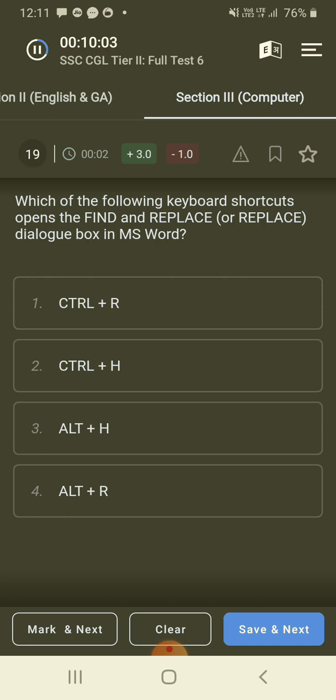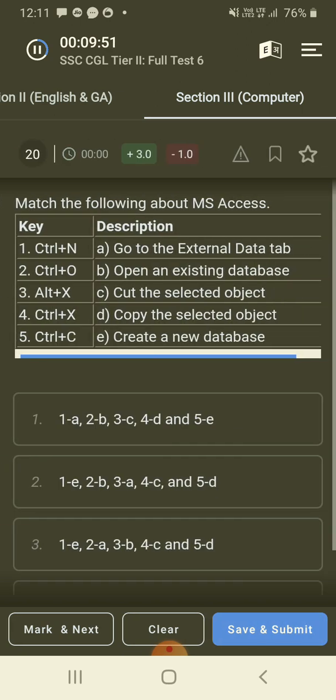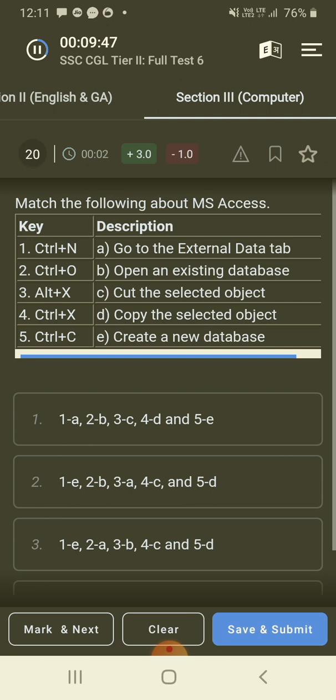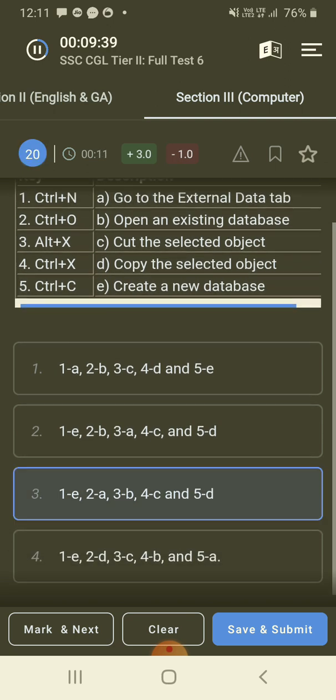Which of the following keyboard shortcuts opens the Find and Replace dialog box in MS Word? Control N. Control X cuts the selected object. Control C.